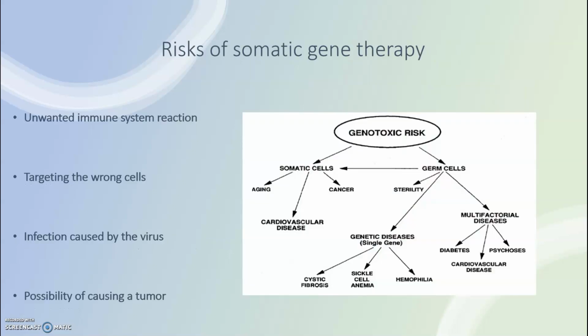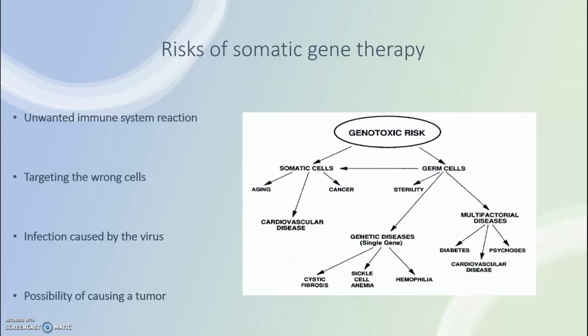Somatic gene therapy has many benefits, but there's also some risks that come along with it. One of these being an unwanted immune system reaction. Your body's immune system may see the newly introduced viruses as intruders and attack them. This could cause inflammation and, in severe cases, organ failure. Another risk is targeting the wrong cells.